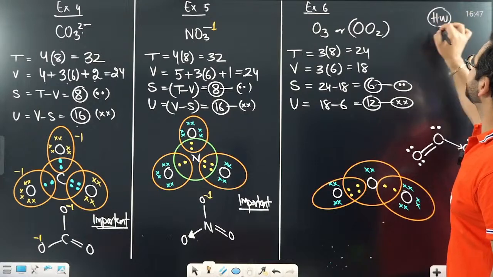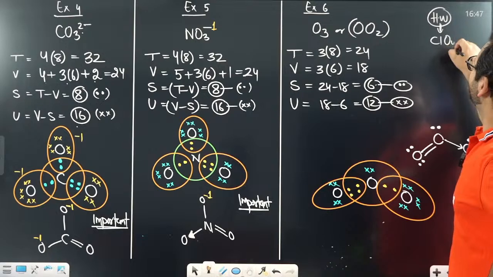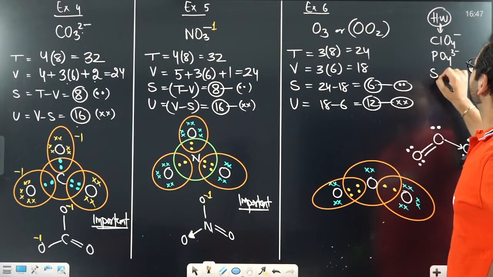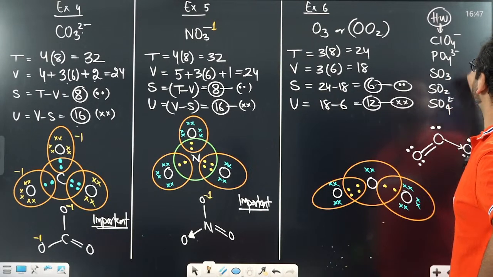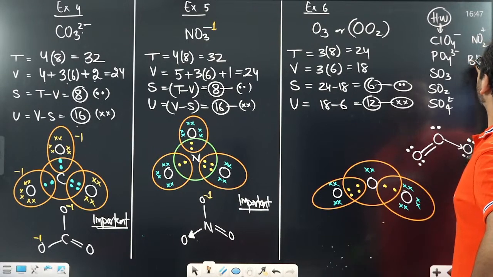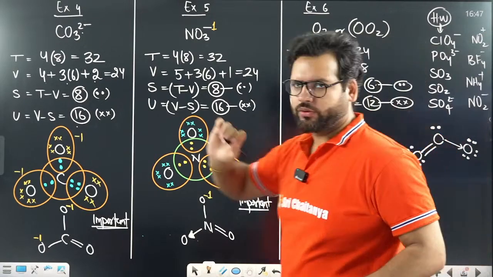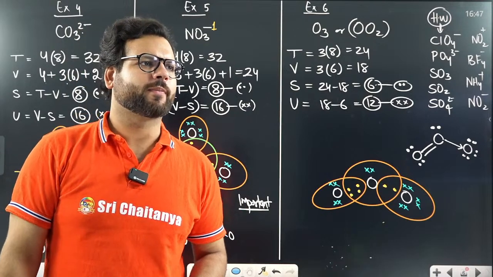For your homework, please try to draw these. Tomorrow also I will be taking some time for Lewis dot structures only. Draw ClO4 minus, draw PO4 3 minus, draw SO3, draw SO2, draw SO4 2 minus, draw NO2 positive, draw BF4 negative, draw NH4 positive, and draw NO2 negative. These are your homework. Okay, practice them. You will feel more easy.